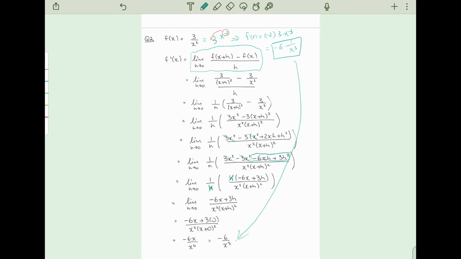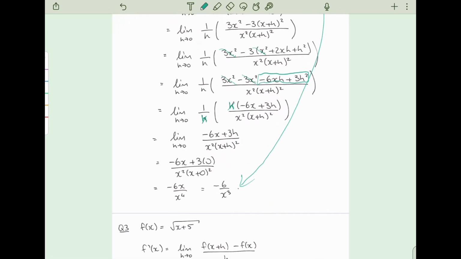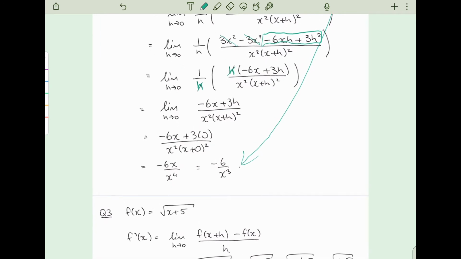So now we have verified our answer. We can rest assured that this is correct, right? So we get full marks in the exam. So that is our question 2. Now let's move on to question 3. We get some ugly square root, right?